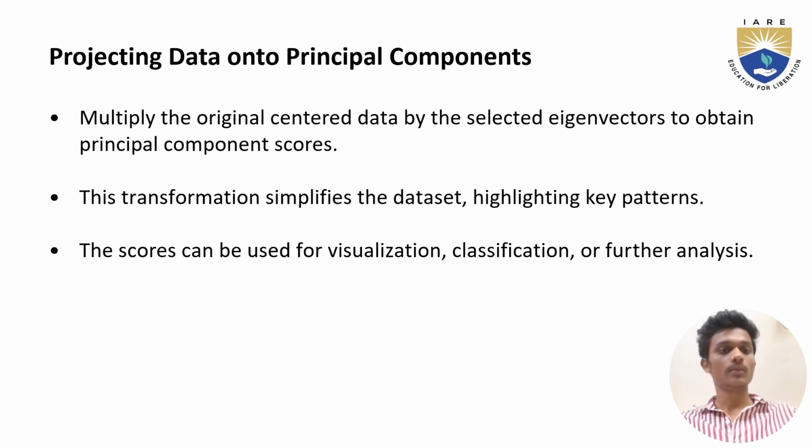Projecting data onto principal components. Multiply the original centered data by the selected eigenvectors to obtain principal component scores. This transformation simplifies the dataset, highlighting key patterns. The scores can be used for visualization, classification, or further analysis.